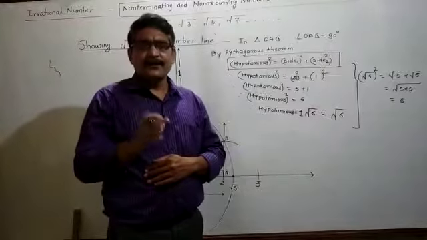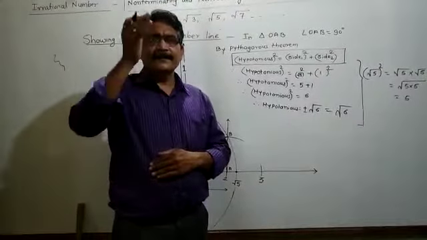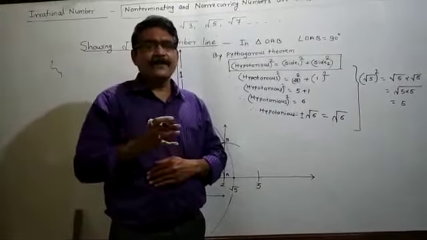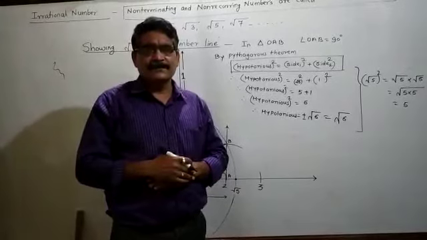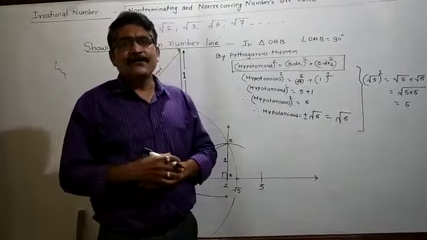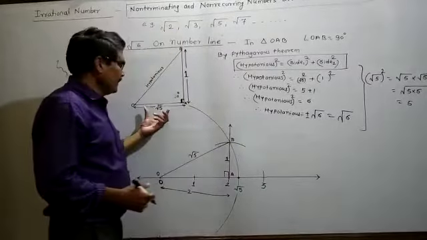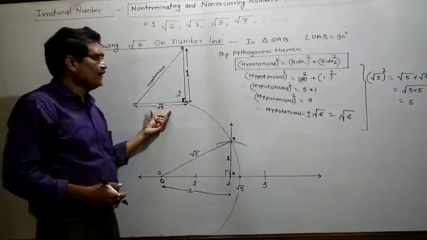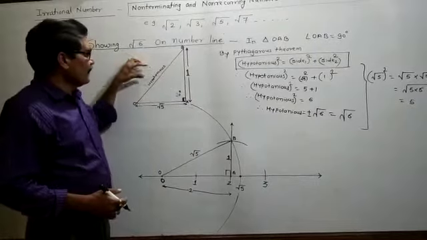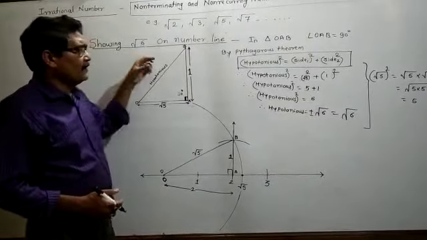Means, first of all you have to draw the square root of 5, draw the perpendicular line to the square root of 5, and then you have to draw the square root of 6. So I will show how you have to show the square root of 6 on the number line. For that you have to take the base distance as square root of 5, vertical distance as 1. For that you have to find out the hypotenuse by Pythagoras theorem.